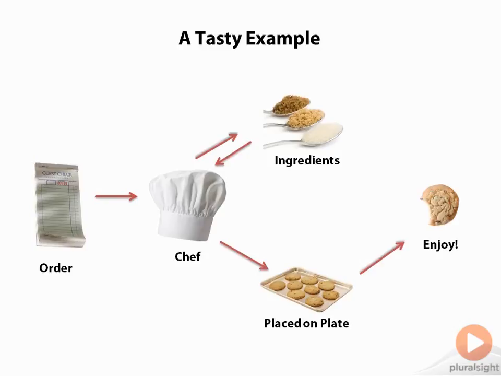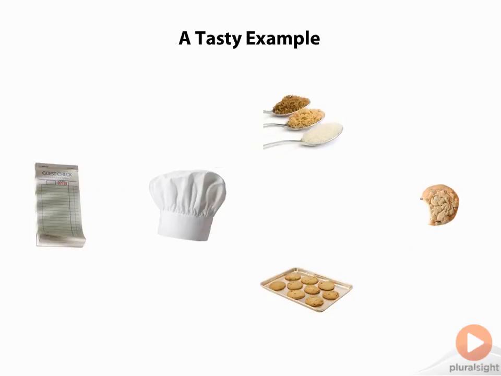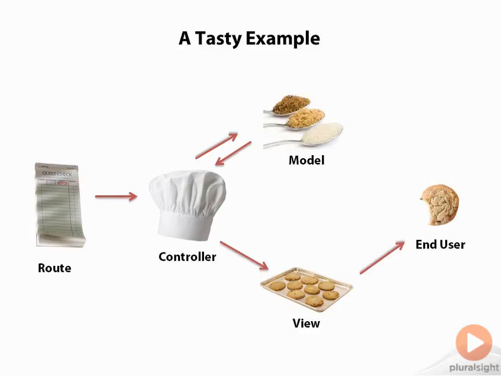This is similar with the CakePHP request. The order, or routes, processes the URL and directs the order to the correct chef, or controller. Then the controller asks for the ingredients, or data, from the model. The model then returns the data back to the controller. If needed, the controller will process the data a little bit more and present it on a plate, or in this case, a view. The view is then presented to you, the end user, for you to enjoy.